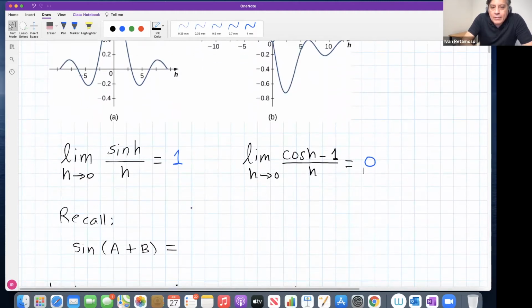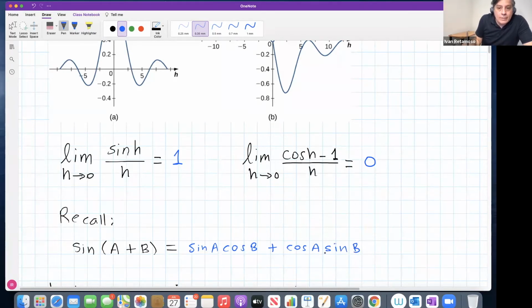sine. But together with these two results, we are going to need one more result that comes from trigonometry. And this is a formula that you might have seen when you took pre-calculus. Sine of A plus B, what is that equal to? Turns out this is just equal to sine of A multiplied by cosine of B plus cosine of A multiplied by sine of B, right? This is something that comes from trigonometry when I use these two.